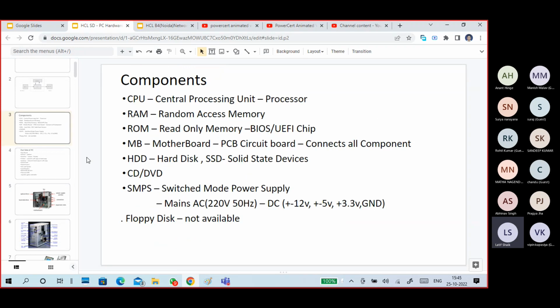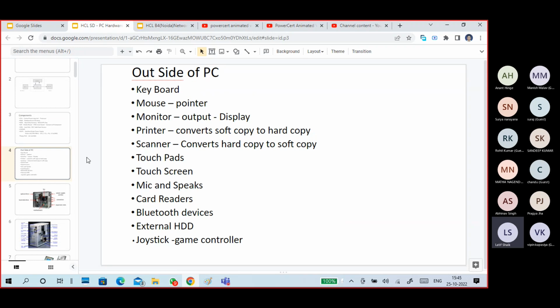Of course, first of all, we are going to learn about the CPU, RAM, ROM, BIOS, motherboard, hard disk, and all. Today only we started, so we'll see.